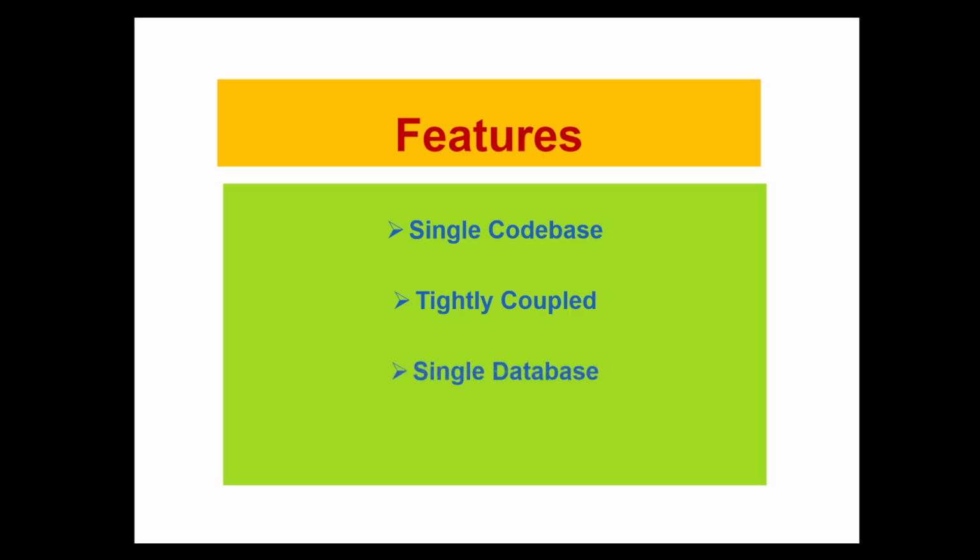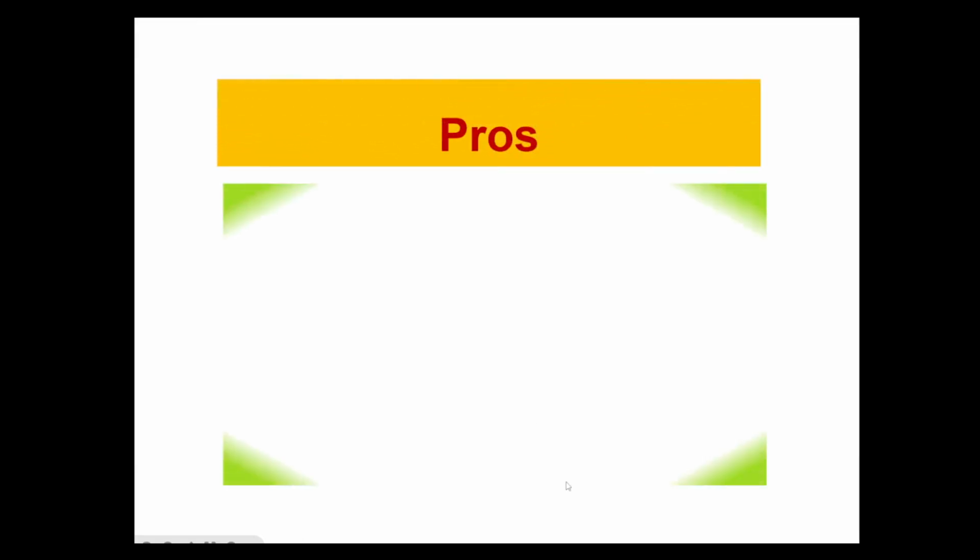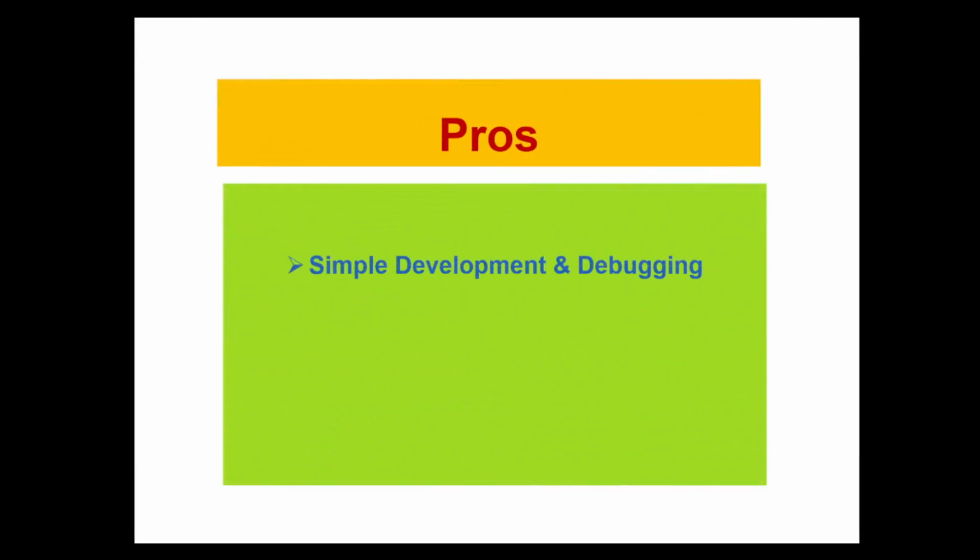It has a single database. Usually monolithic applications rely on a single database for all our operations. And single deployment: the entire application is deployed at once, even for small changes. So these are some pros of a monolithic architecture: it is simple for development and debugging, easy to develop, test and debug in small projects; better performance, with no inter-service communication overhead compared to microservices; and easier deployment. Since everything is in one place, deployment is straightforward.